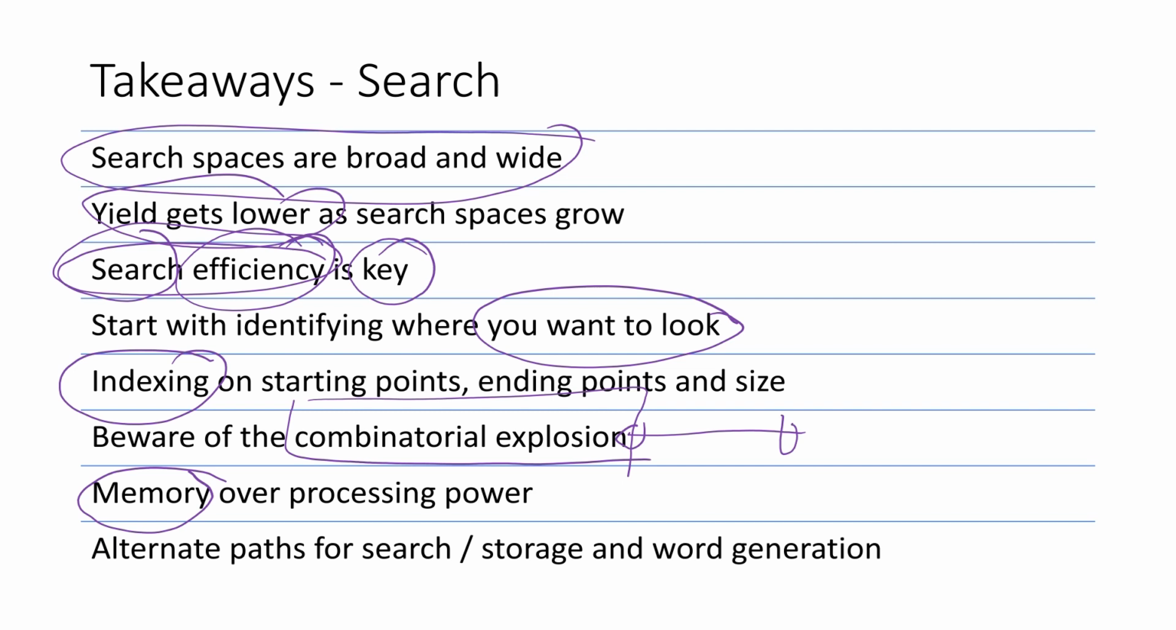Usage of memory as far as your code is concerned should be as efficient and as respectful as possible. Which suggests that there must be alternate, better paths for search, storage, and word generation when it comes to Scrabble. And where would you find these? You would find these in the readings of the course for week 2.